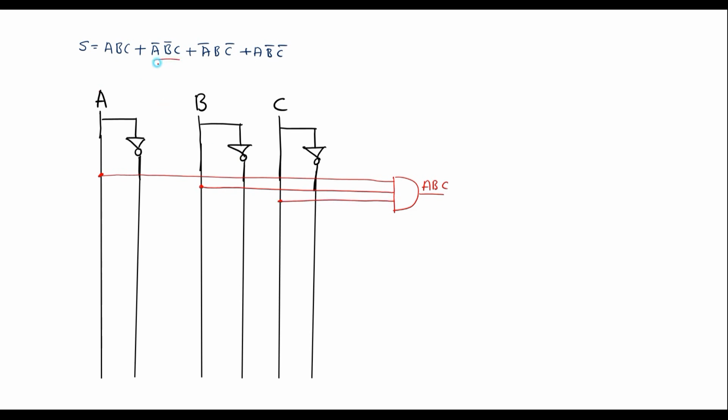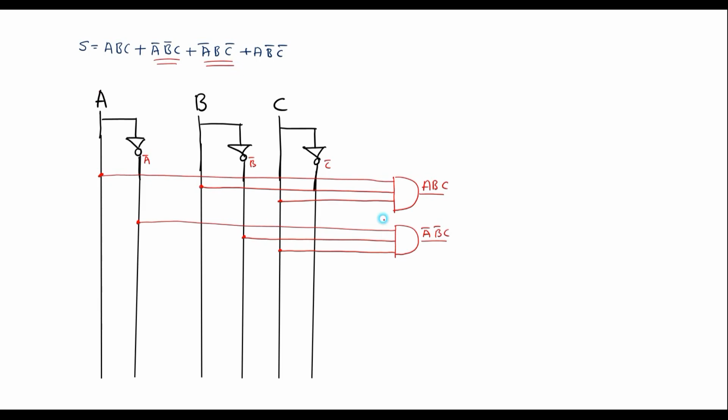Now consider the second term, that is A bar B bar C. We'll take one more AND gate. We should get A bar B bar C. So this is A bar. This is A bar B bar and it is C bar. We have B bar here and here we have C input.